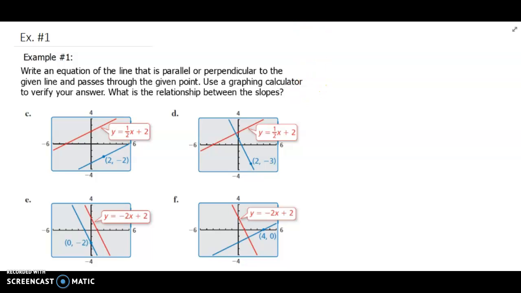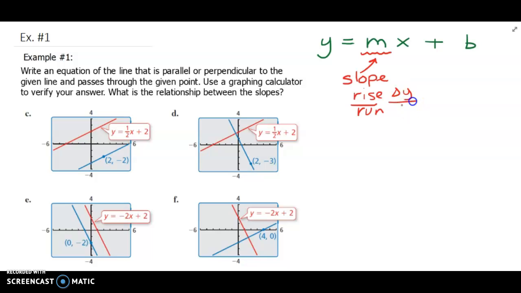So remember, typically when we write the equation of a line, we write it in y equals mx plus b form. Each one of these says something. The m is the slope, and if you remember, the slope is rise over run, or the change in y over change in x. There are various ways you can learn this. And then the b is always our y-intercept, so it's where it crosses the y-axis.